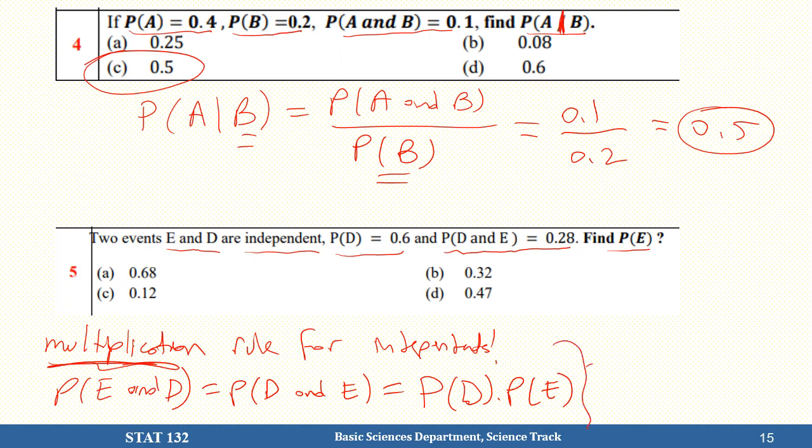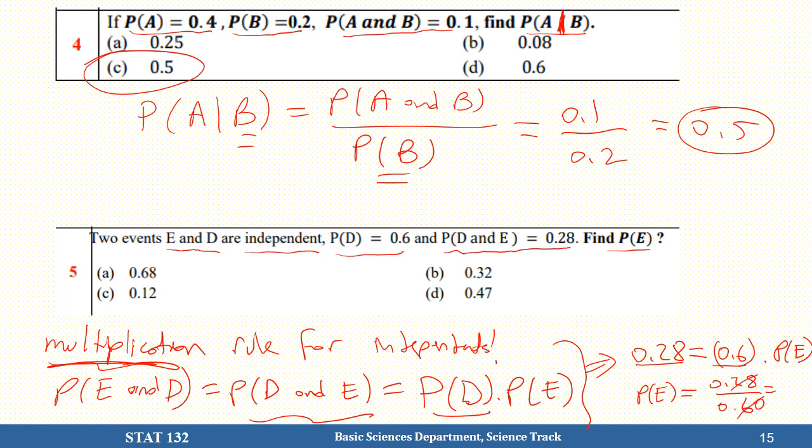Now, let's use this here. The probability of D and E is 0.28, and the probability of D is 0.6 times the probability of E. It's not given to us, so we have to find it. If you divide both sides by 0.6, the probability of E is 0.28 divided by 0.6, which is equal to 7 over 15, and which corresponds to 0.47.